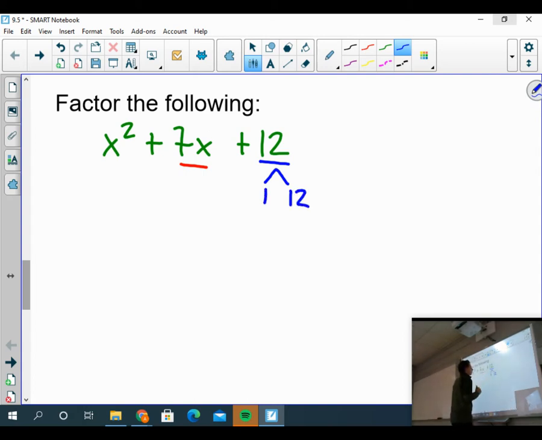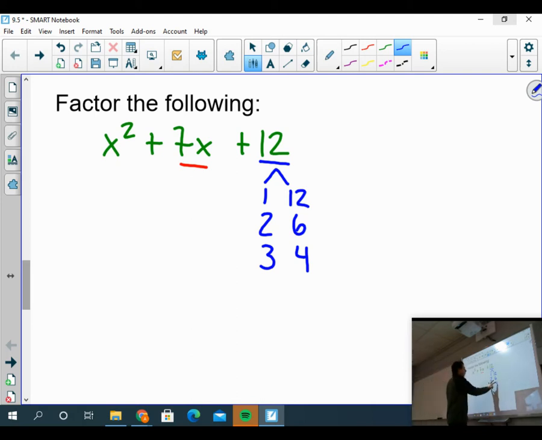We can do this by making a factor tree. We have 1 times 12, 2 times 6, 3 times 4, and you want to make the factor tree until you cross the middle. What do I mean by that? Well, after 3, I'm going to get into 4, and I've already identified that as a factor, so I know that I can stop at this point.